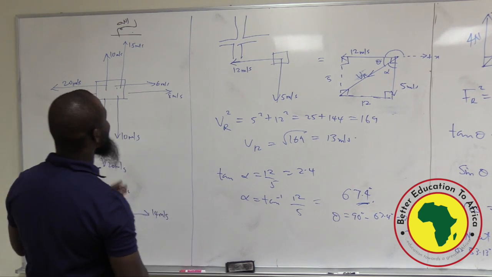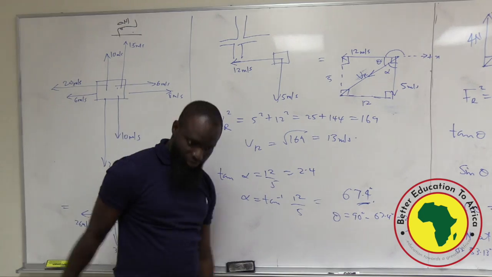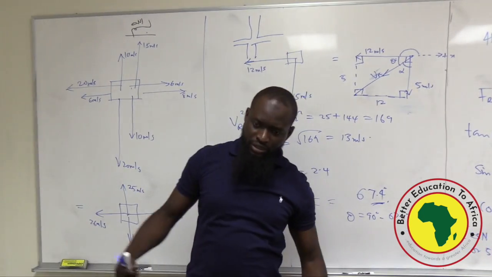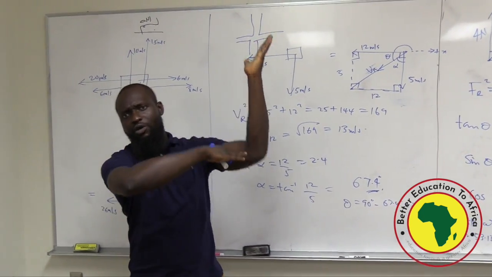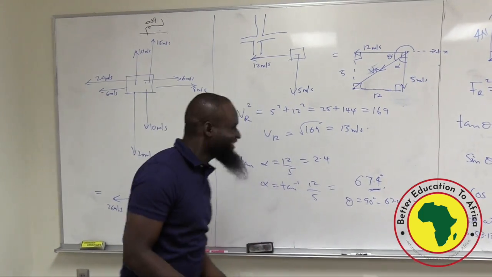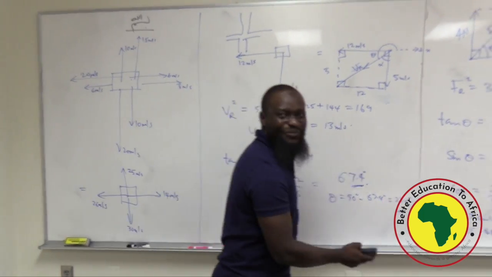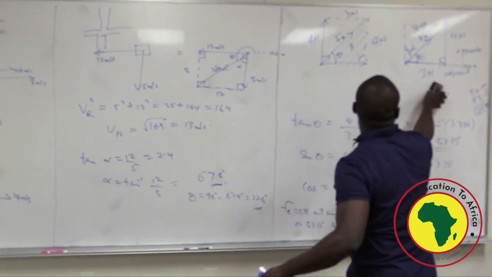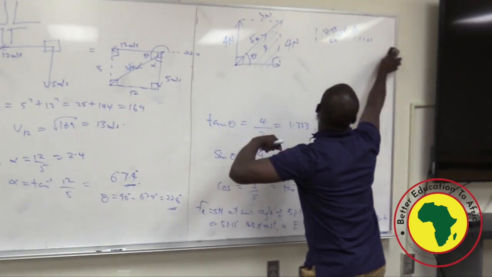Okay, that is case number 3. Case 1, vectors in the same direction. Case 2, vectors in opposite direction. Case 3, vectors are perpendicular to each other. Well, we go to case 4. Let's see case 4.